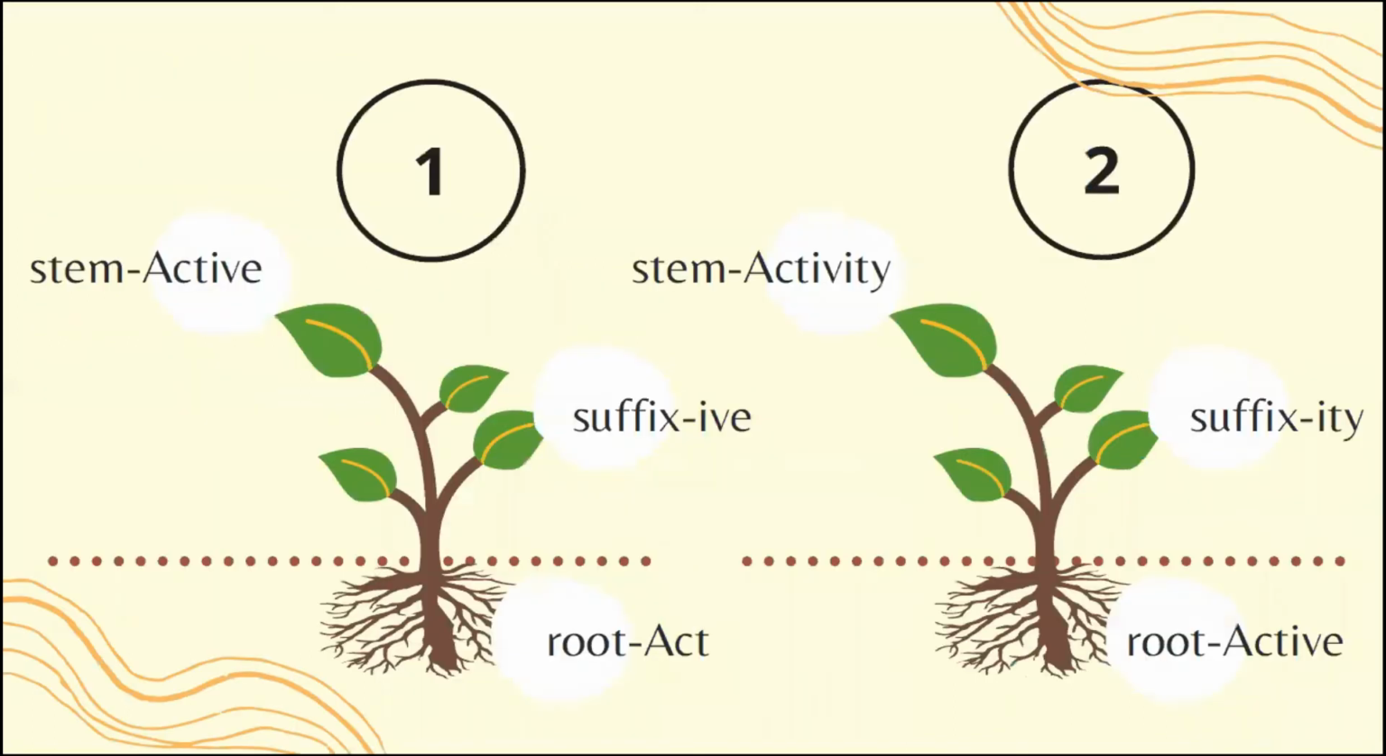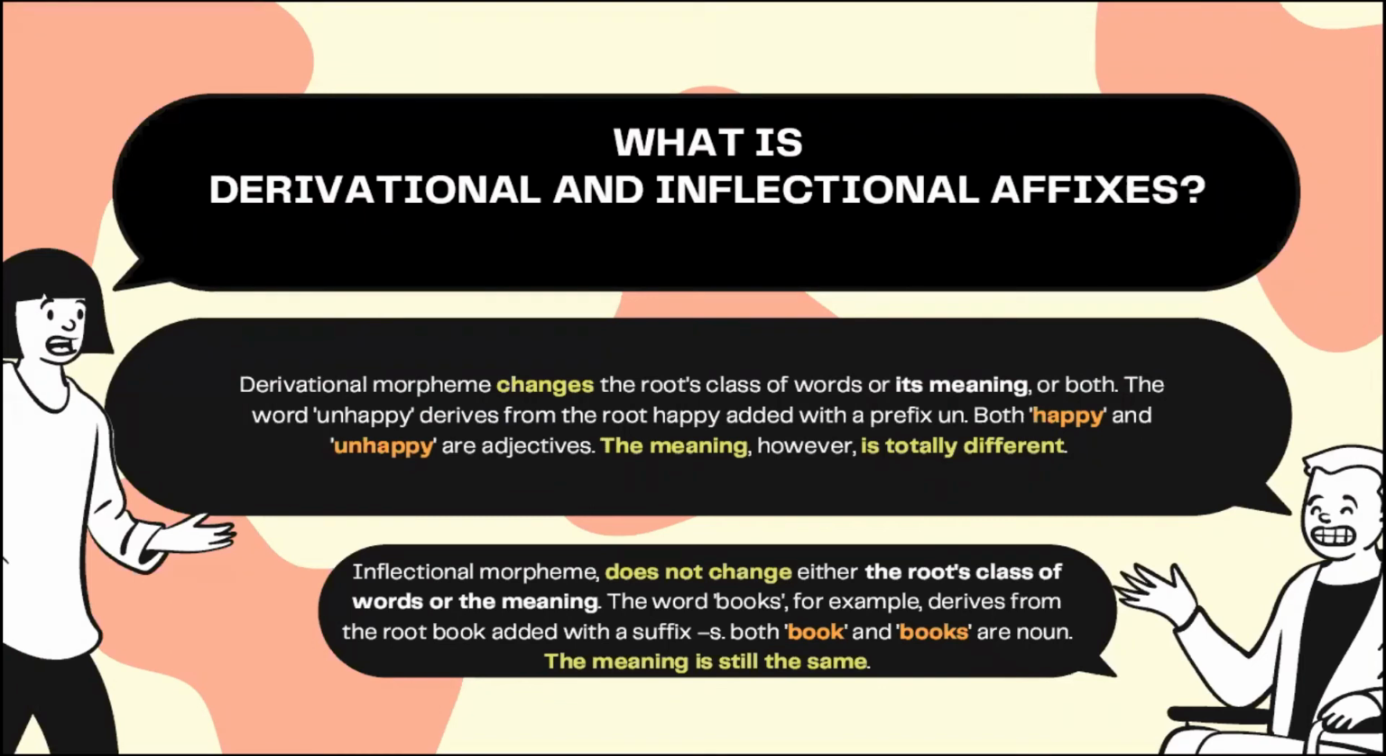The next one is derivational and inflectional affixes. A derivational morpheme changes the root's class of words, its meaning, or both. The word unhappy derives from the root happy, added with the prefix un. Both happy and unhappy are adjectives. The meaning, however, is totally different.